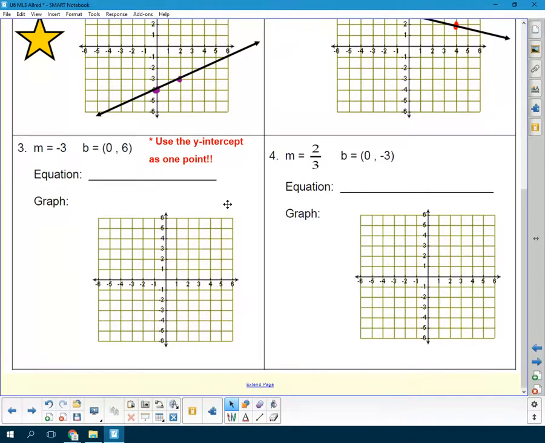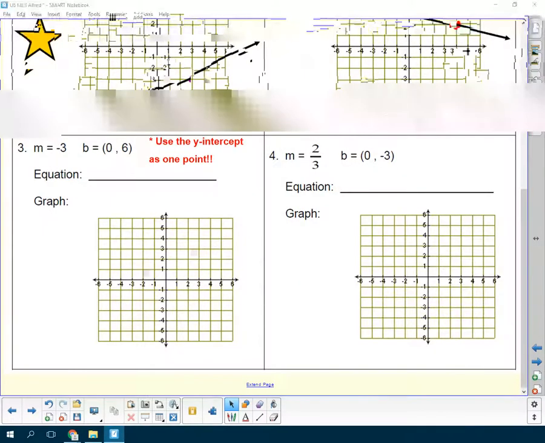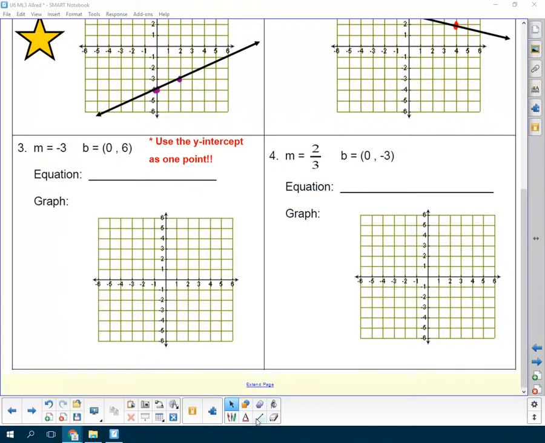So if you use the y-intercept as 1 point there for number 3, I want you to pause your video, and I want you to put a point at 0, 6 there on your page. Pause your video right now. Thanks for doing that. I appreciate it. I hope that you drew a point at 0, 6, and I hope you drew it right here. Hope it's where you drew your point.